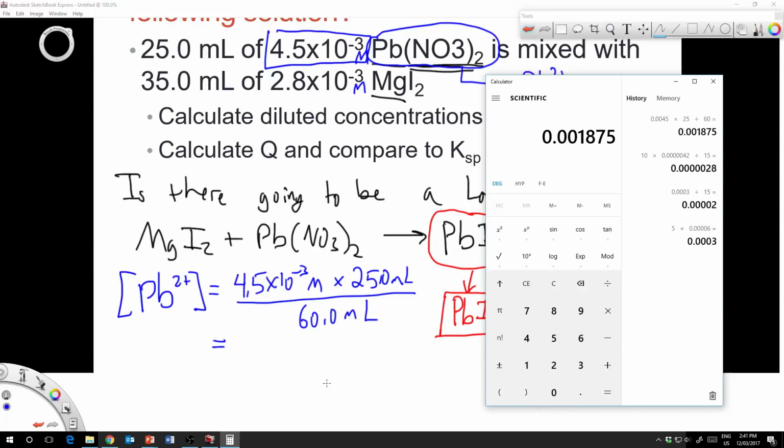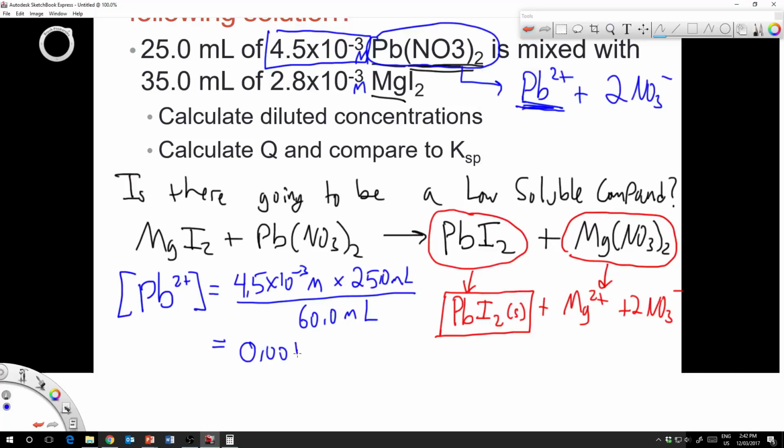So we get a total of 0.001875, so 0.001875 molar. All right.